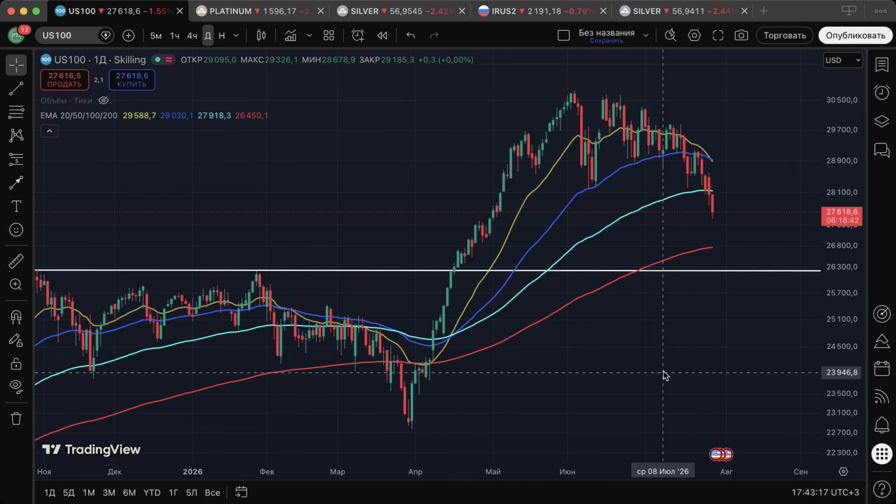Hello everyone, and today we'll speak about Nasdaq and SPX500. And here we see some small short-term tendency.